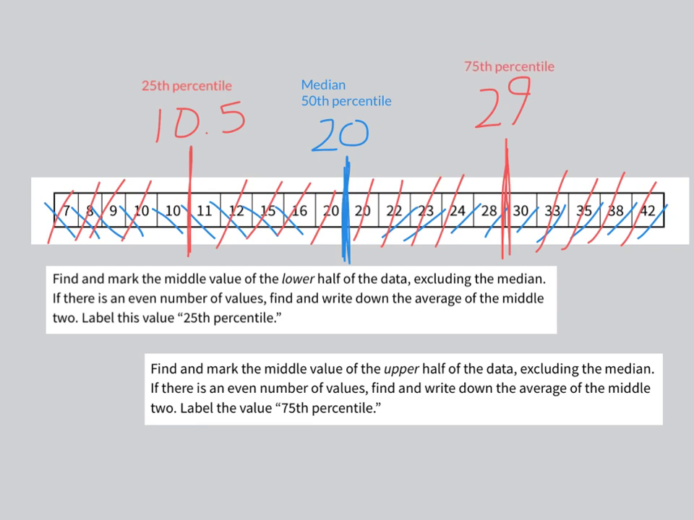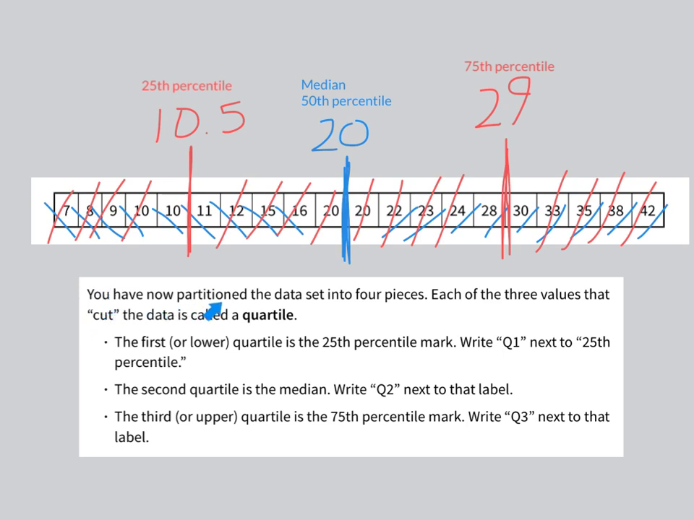If you remember a little bit about double number line diagrams, when we did percentages, we often saw double number line diagrams that looked like this. We had 0, 25%, 50%, 75%, 100%. We have now partitioned the data set. That means we cut it up into 4 pieces. 1, 2, 3, 4. Each of the 3 values, there, and there, that cut the data is called a quartile because it breaks things up into 4 pieces.